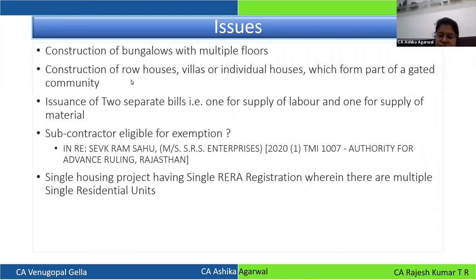Now, these are the few selective issues which we have taken. One is construction of a bungalow with multiple floors. You may be constructing a single unit, but with multiple floors. Now, as I discussed by referring to my service tax guide, though it's related to pre-GST, reference can be made. Now, it depends how the bungalow is constructed.